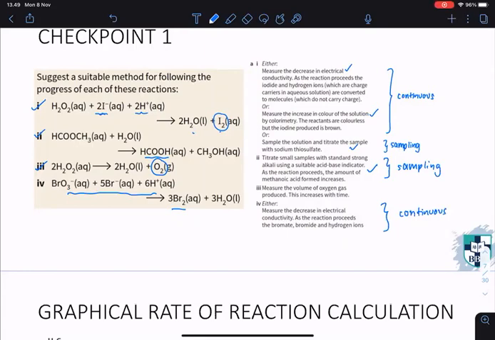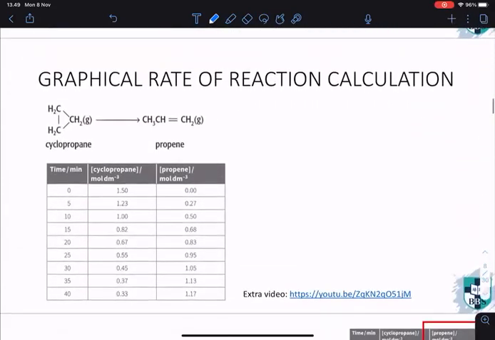Now once you use the method you have identified, you are going to actually get data. So you can find out the concentration.